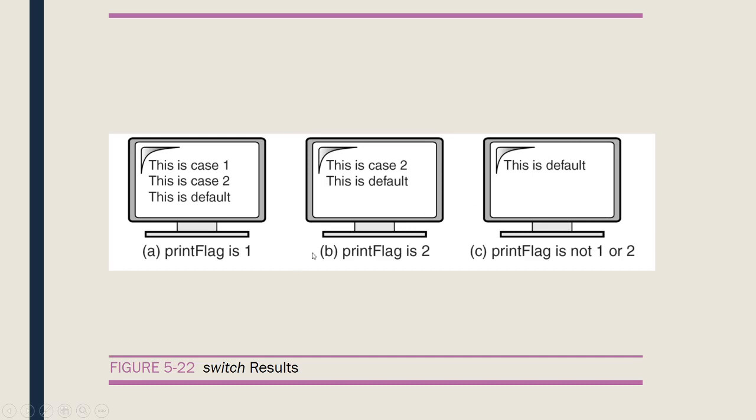As you can see, when the print flag value is 1, all of the statements from case 1, case 2, and default will be displayed. If the print flag is 2, the statements starting from case 2 until default will be displayed. And if the value of print flag is neither 1 nor 2, the statement this is default will be executed.